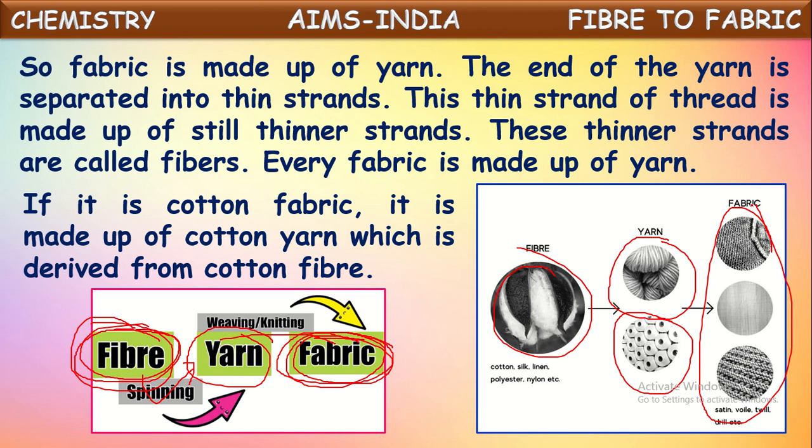First, fiber is collected from plants and animals, from different sources. This fiber is spun into yarn, and this yarn is woven or knitted into fabric. This fabric is used for making clothes. Okay, this is about fibers.